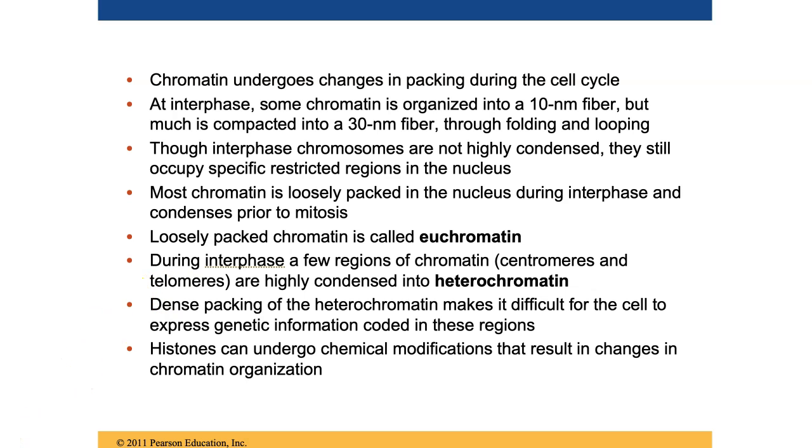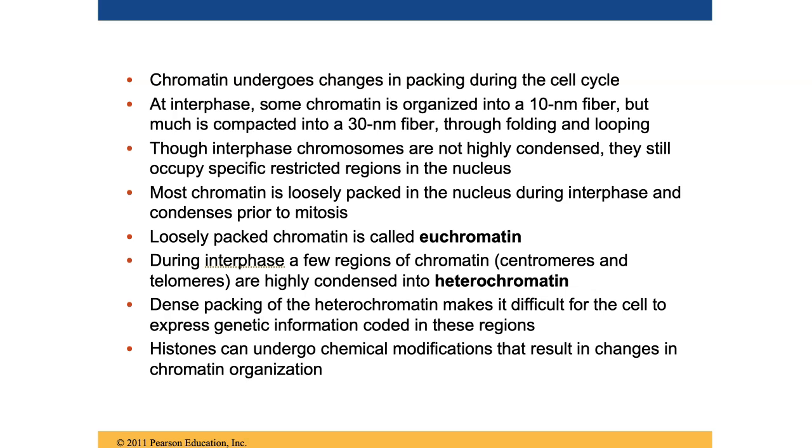So the takeaway from this slide is that chromatin can be either loosely packed or condensed. When it's loosely packed, it is called euchromatin, and this would be the regions that we can read. And then the densely packed regions are called heterochromatin. And this would be difficult for the cell to express any genetic information that's coded in these closed off condensed regions.